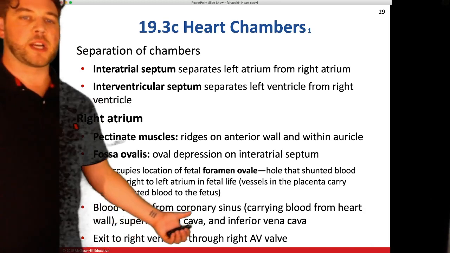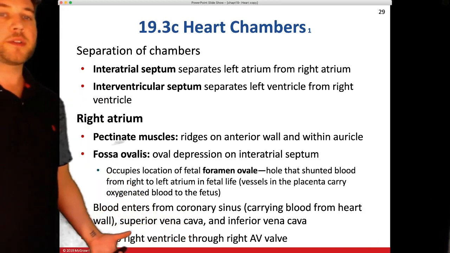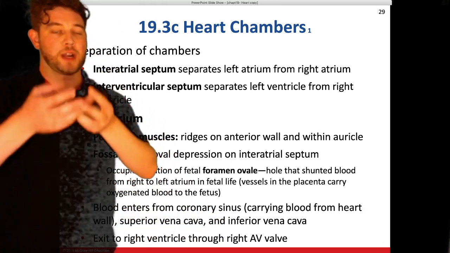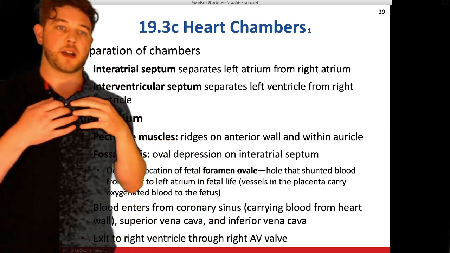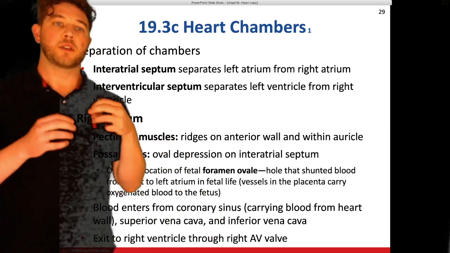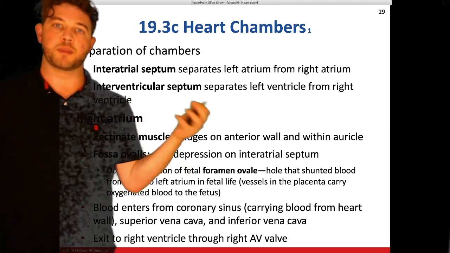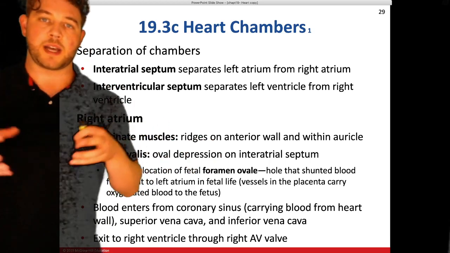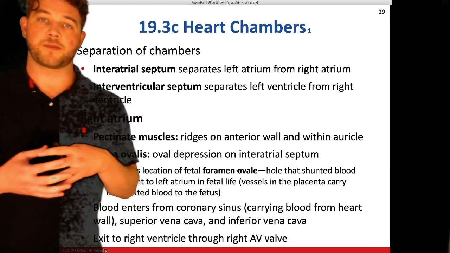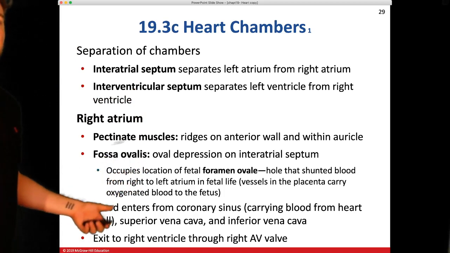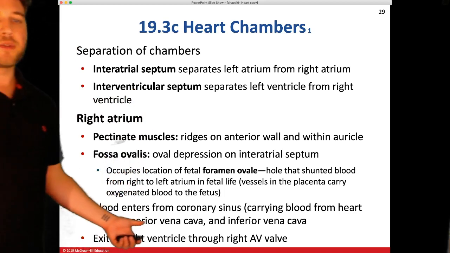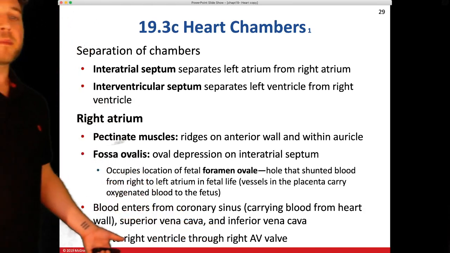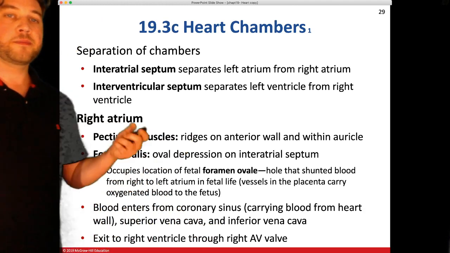Your blood enters from the coronary sinus, carrying blood from the heart wall. So we'll talk about the vessels that actually surround your heart, your coronary vessels that bring fresh oxygen and take away waste to the heart itself. Because not only does the heart have to pump blood out to the body, it also has to supply blood for itself. The veins that drain waste from the heart all empty into what's called the coronary sinus. You also have your superior vena cava and inferior vena cava entering, all of this going into the right atrium. It exits to the right ventricle through the right AV valve.